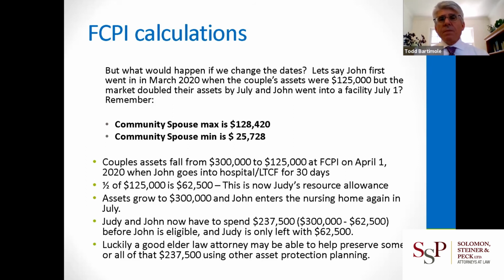So I say there at the bottom, luckily a good elder law attorney may be able to help preserve some of the 237,500 using other asset protection planning. So we might buy an annuity, or we might use that money to create some amount for the wife who's in the community, because we don't want it all to have to go for his medical expenses if it can help support the spouse.